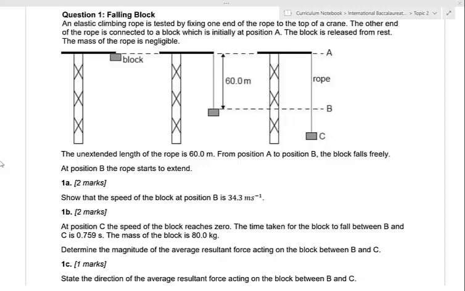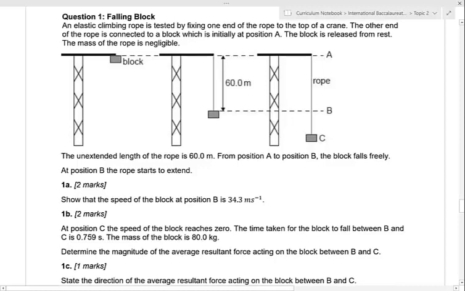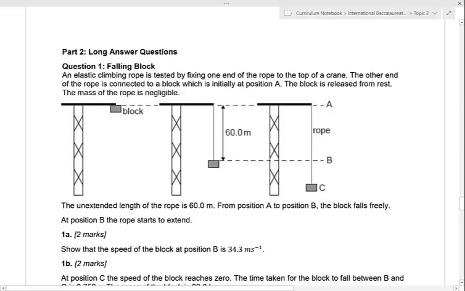Okay, here we're going to work through the longer answer questions. So we're starting with this falling block. We have an elastic climbing rope tested by fixing one end of the rope to the top of a crane. The other end of the rope is connected to a block, which is in position A. The block is released from rest. The mass of the rope is negligible.